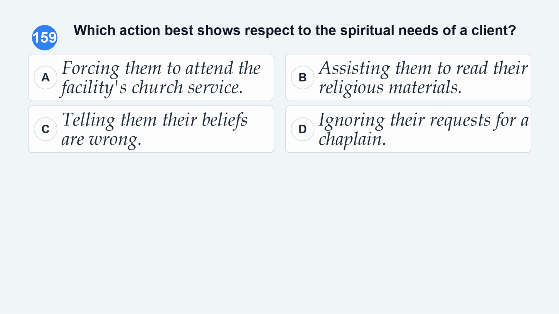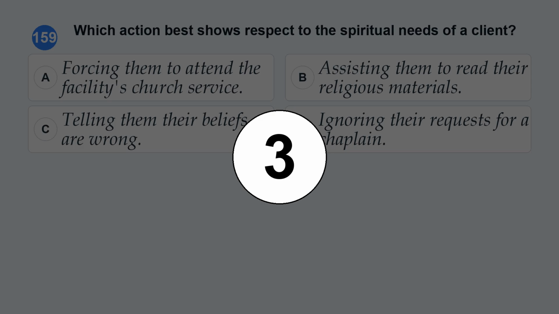Question 159. Which action best shows respect to the spiritual needs of a client? Option A, forcing them to attend the facility's church service. Option B, assisting them to read their religious materials. Option C, telling them their beliefs are wrong. Option D, ignoring their requests for chaplain.